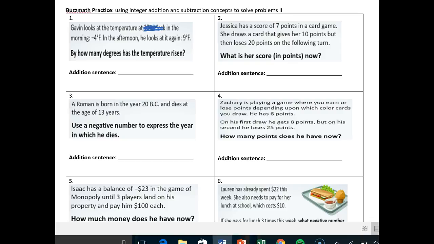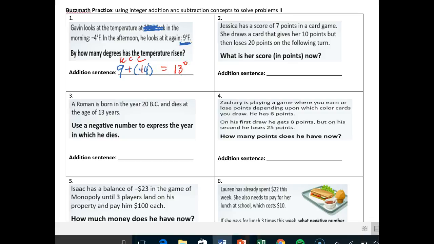So we need to write an addition sentence here. It makes sense to use the end point and the starting point. So what's the end point? The end point is 9 degrees, and then subtract from it the start point, minus -4 degrees. That's not an addition sentence, Mr. Mason. You're right, because you have to use KCC, keep, change, change. So by how many degrees has the temperature risen? It's risen by 13 degrees.